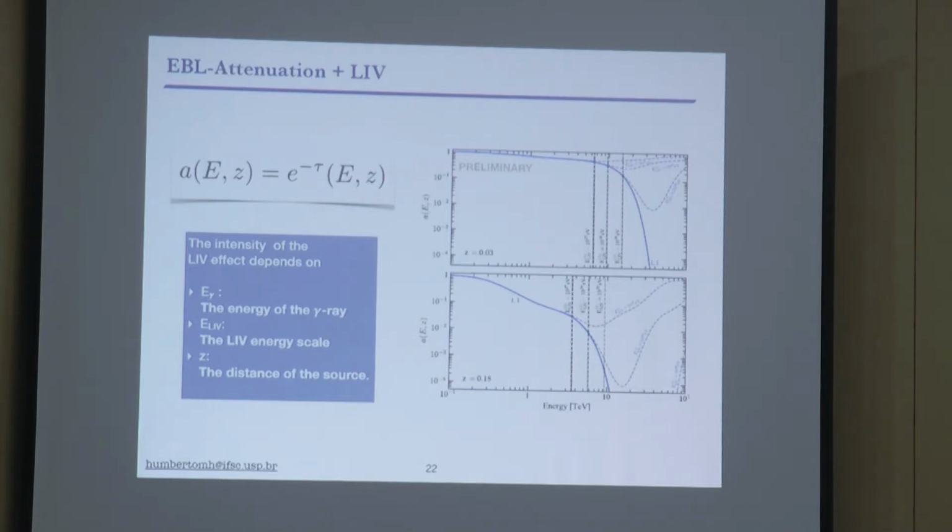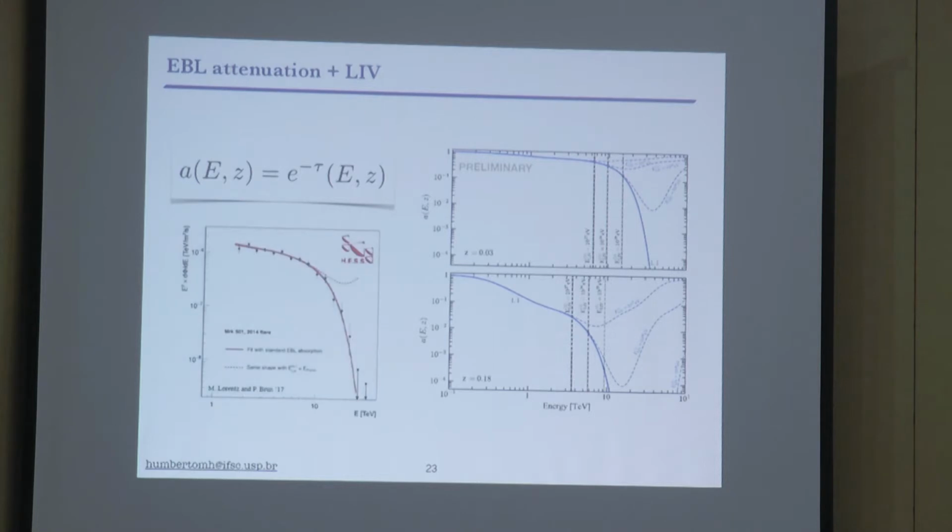So you can ask if there are already some constraints using this idea, and in fact there are. For instance, you can see this analysis performed on Markarian 501 with the H.E.S.S. data. So you can see here that the data almost follow the LI prediction, and by that you can constrain all the LIV scenarios that do not fit this data.